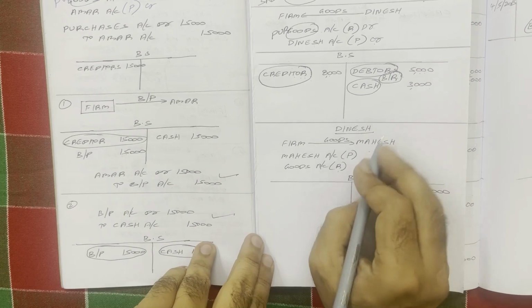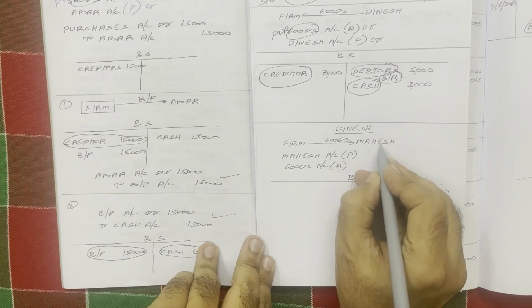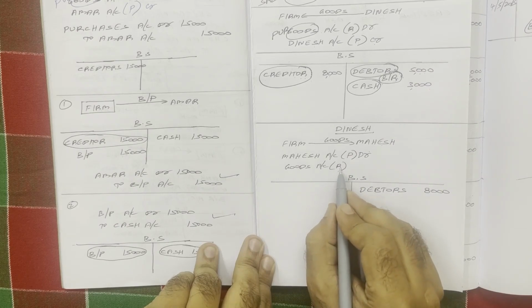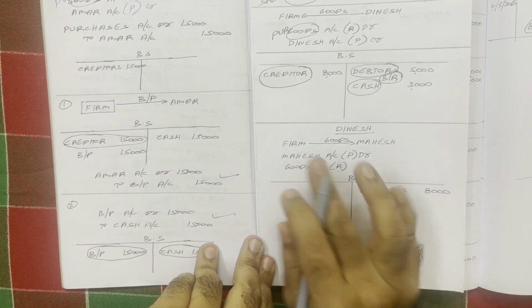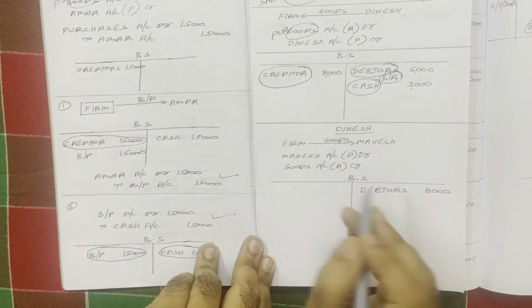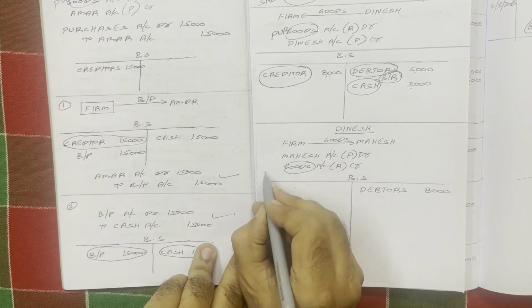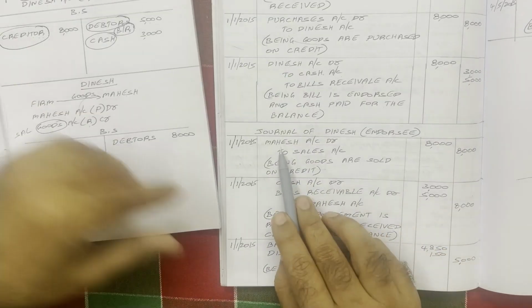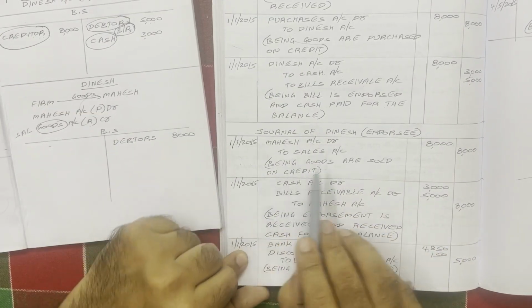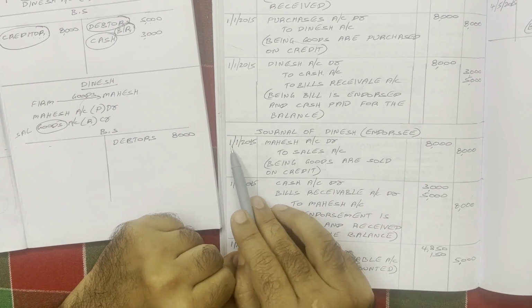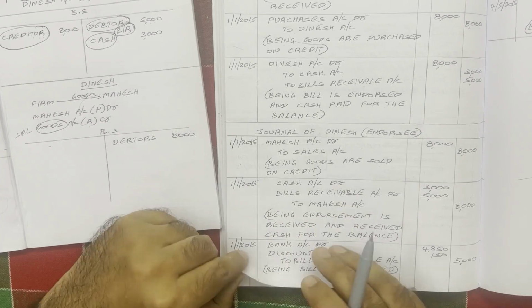Personal account rule: debit the receiver, credit the giver. Mahesh is receiving goods now, he is the receiver, debit. Real account rule: debit what comes in, credit what goes out. Goods are going, therefore credit. When the word goods comes in credit, instead of that we should write the transaction name, that is sales. So the entry is Mahesh account debtor to sales account, being goods are sold on credit, 8,000 on 1st January.